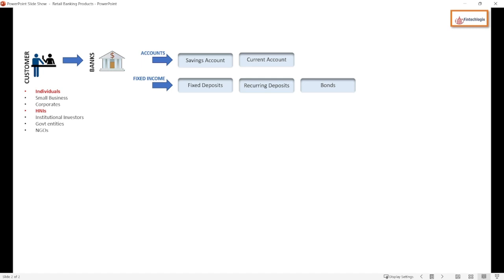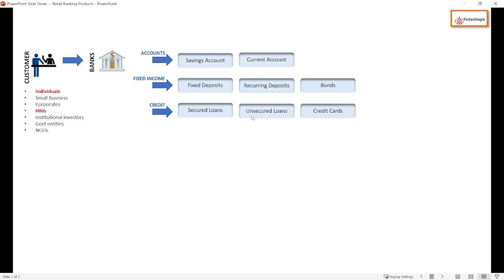So these cover various types of deposits, like let's say you can call it fixed deposits, term deposits, you can call recurring deposits, demand deposits. There are different names that we call, but all of these are deposits. It also has bonds, right? So bonds can be either government bonds or company bonds.